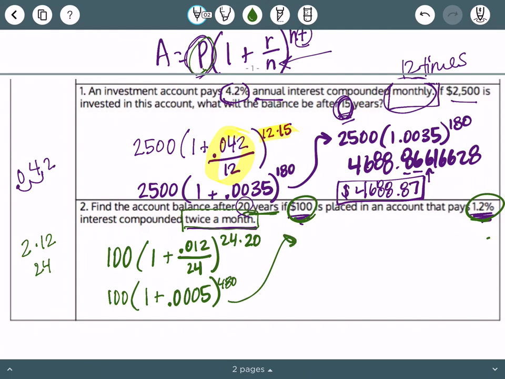So I'm going to type in 100, 1.0005 to the power of 480, which is 127.11729. Again, it's in dollars, so I have 2 decimal places. That's going to round up. So I have $127.12.